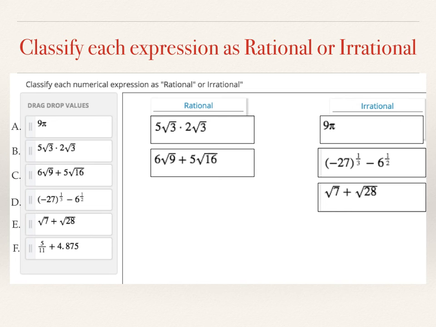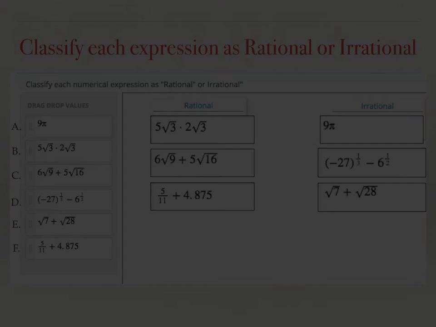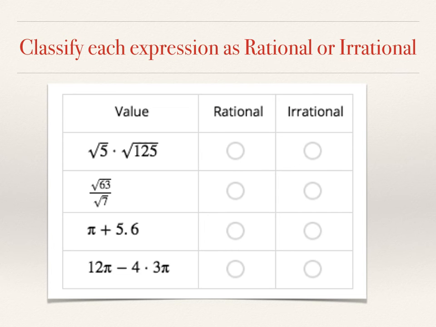So we know we could write that also as a fraction. And the sum of any two fractions can be written as a fraction. So this one is rational. Look at another example here. Classifying each expression as rational or irrational.